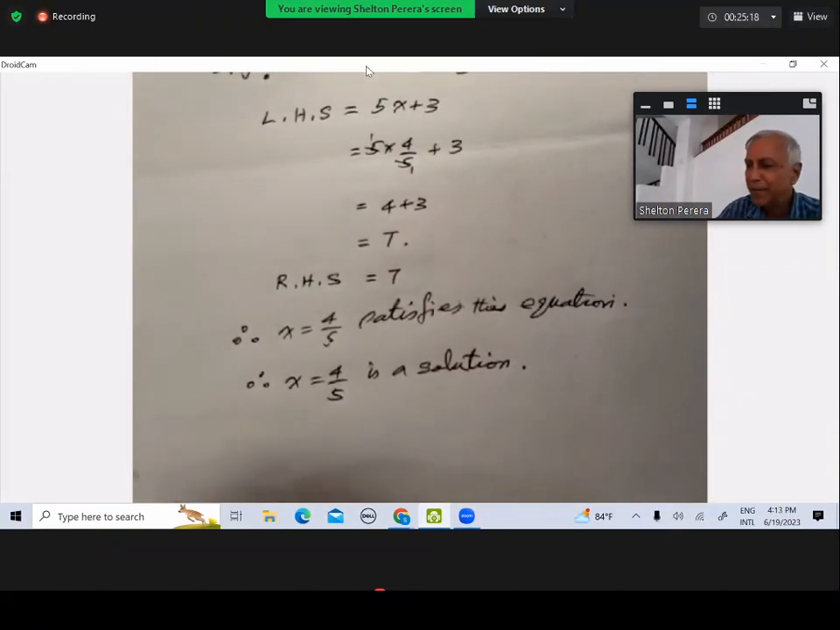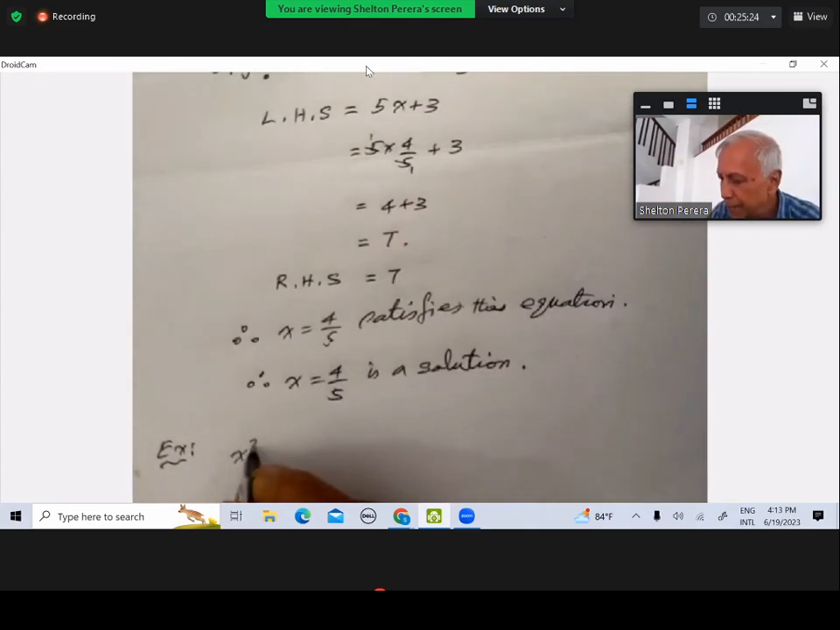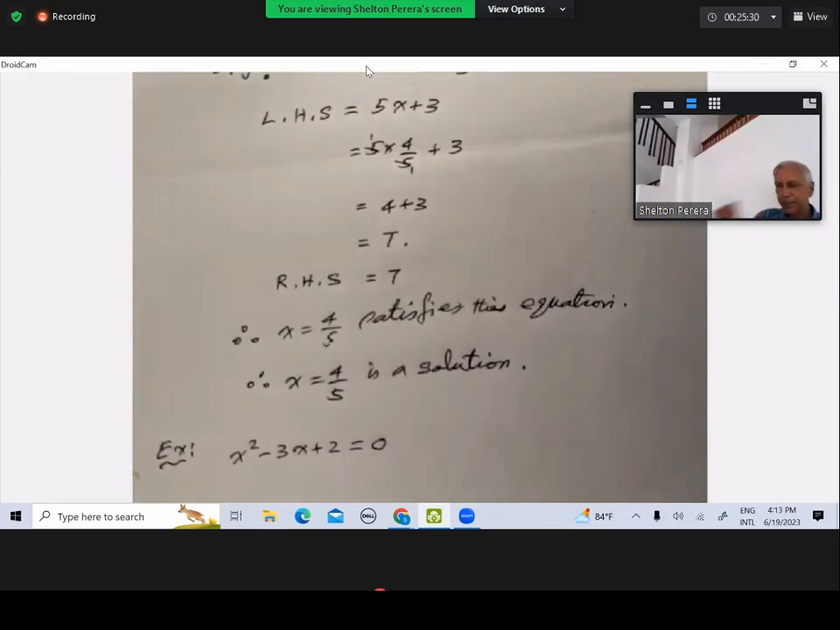Now another example of an equation is something like this: x squared minus 3x plus 2 is equal to 0. This is an algebraic expression which involves an equal sign, so it's an equation. Such an equation is called quadratic.